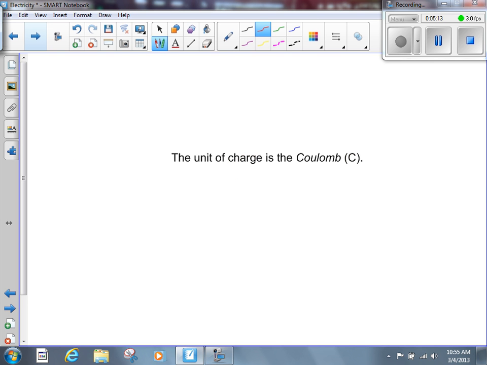The unit of charge, the unit, not the symbol for charge. The symbol for charge, by the way, is Q. It's a lowercase q. The unit for charge is the coulomb.